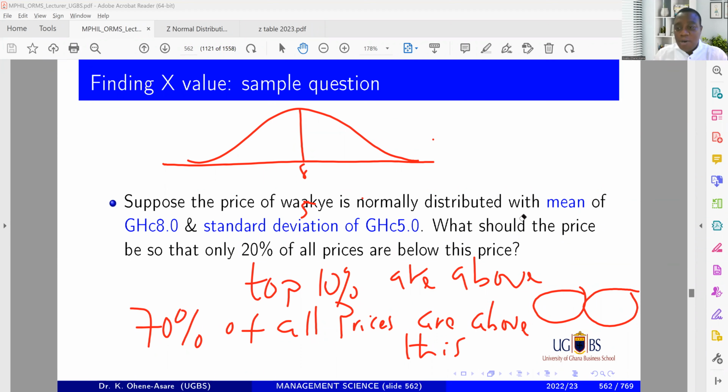Okay, hold on. I know what you're thinking, but I want you to look at the question again. The question says, look at it below: 70% of all prices are above this price. So I'm looking for a price such that 70% of all prices are above this price.